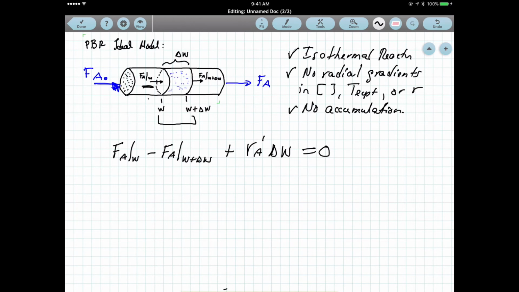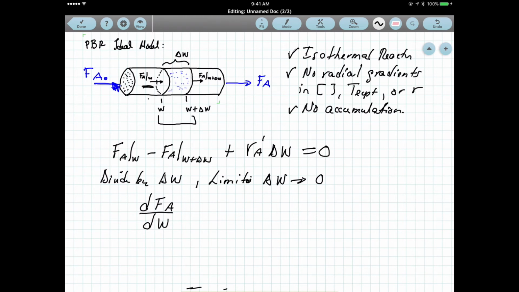Here we divide by delta W. We rearrange, and then we take the limit where delta W tends to 0, and we end up having an expression, the differential form of the above expression, and arranging that to have an expression for the heterogeneous rate of reaction.